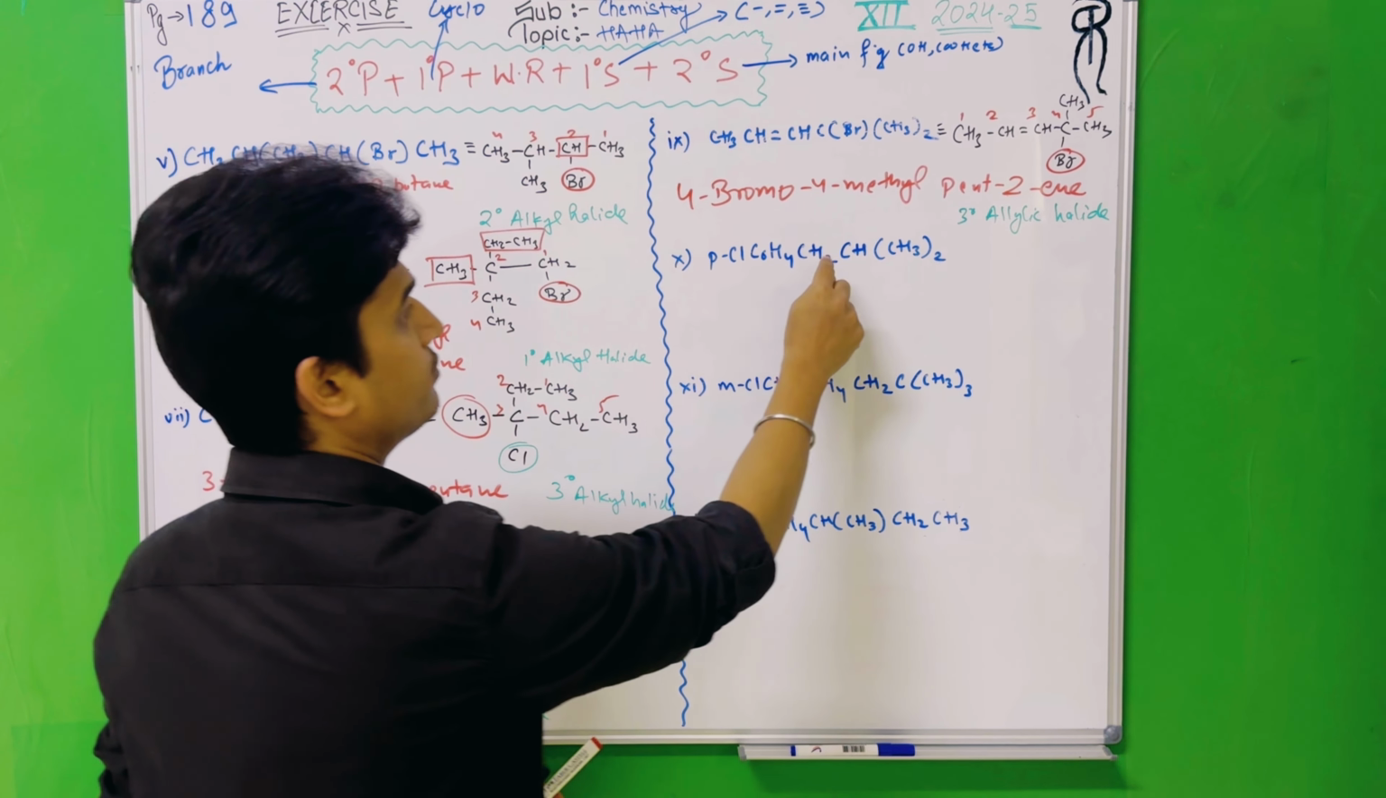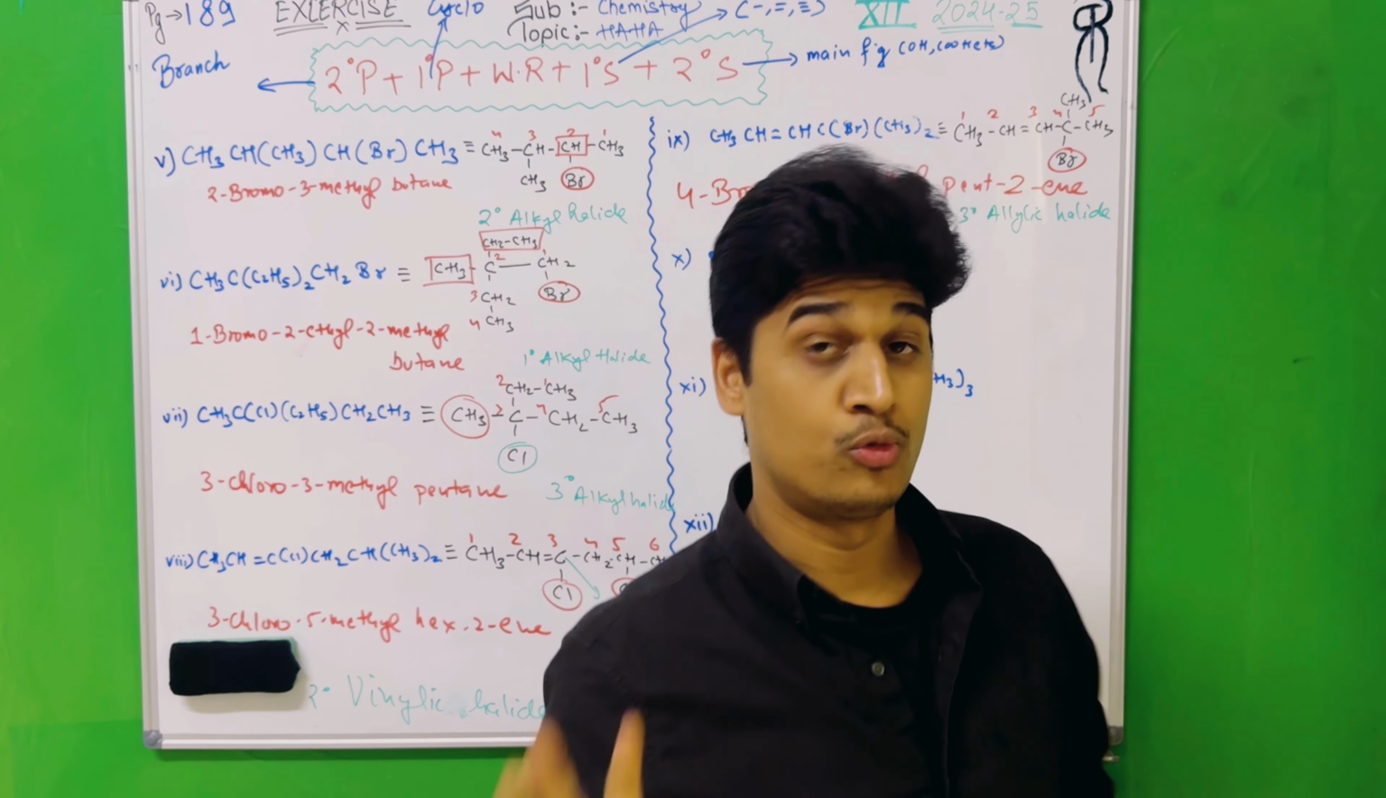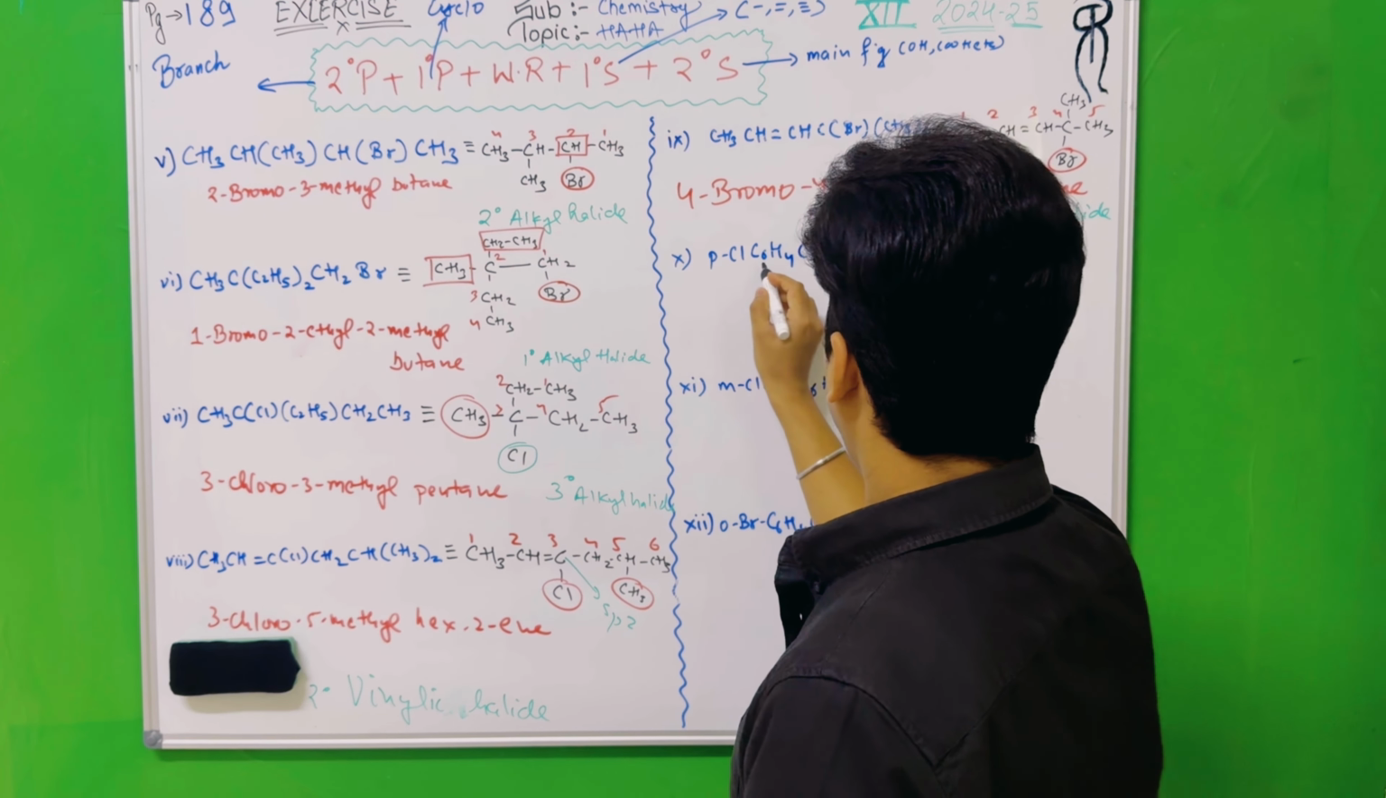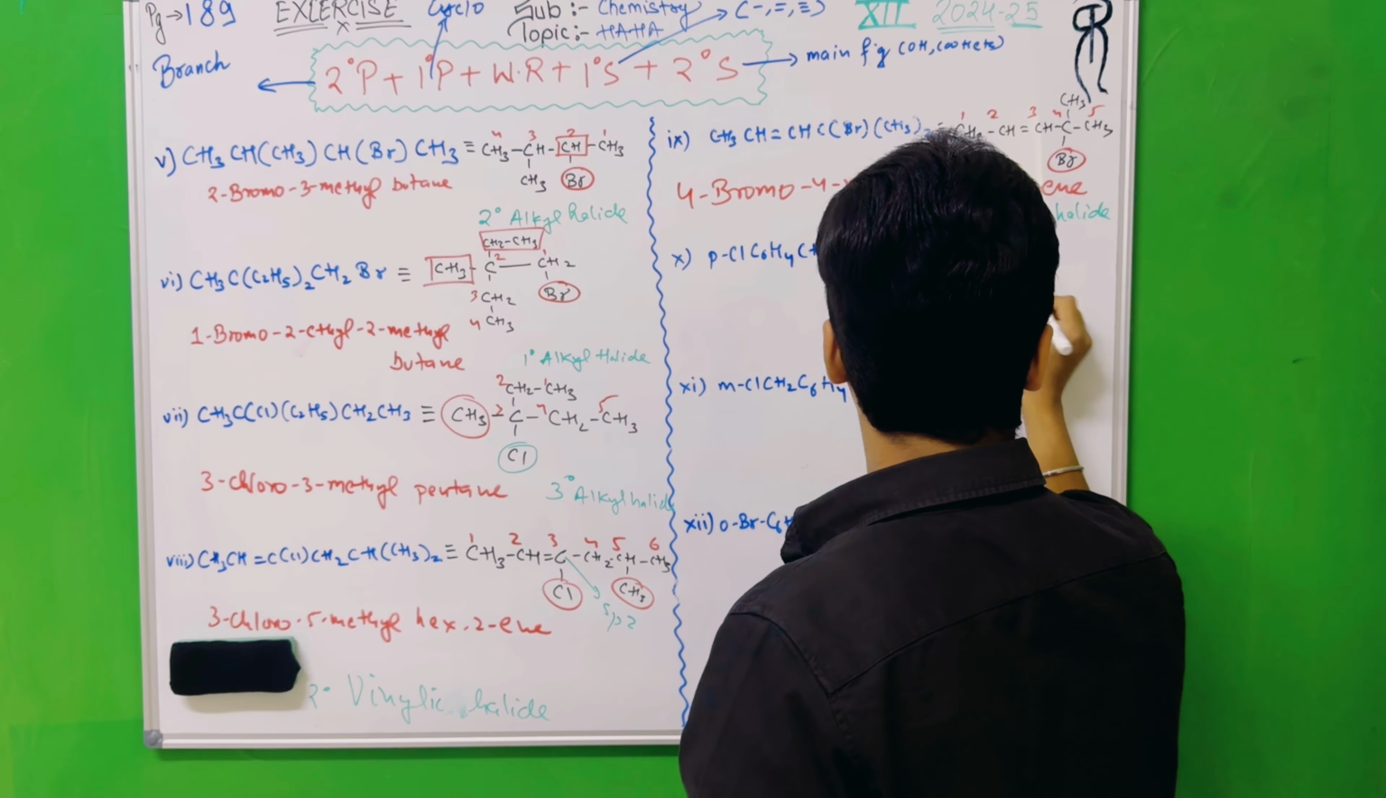Para chloro C6H4 CH2 CH. First of all, I hope you know the para, ortho, meta, these are common name system in benzene. So C6H4, I will draw it here.